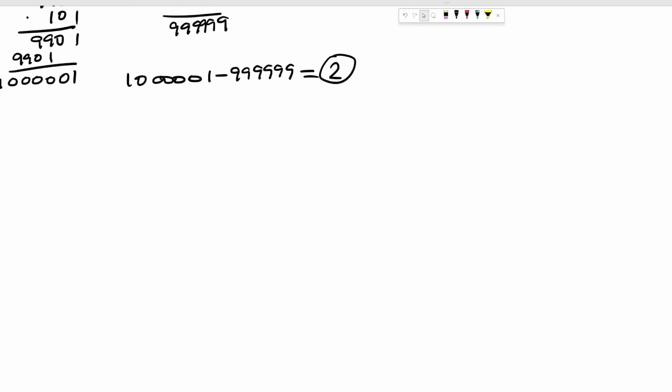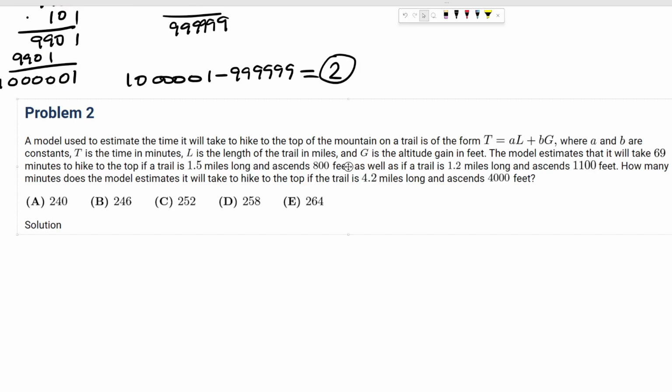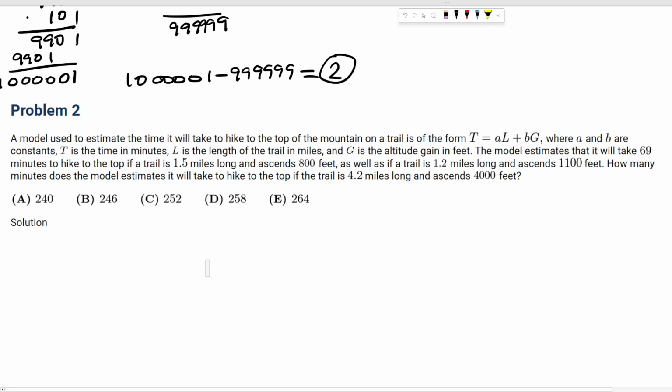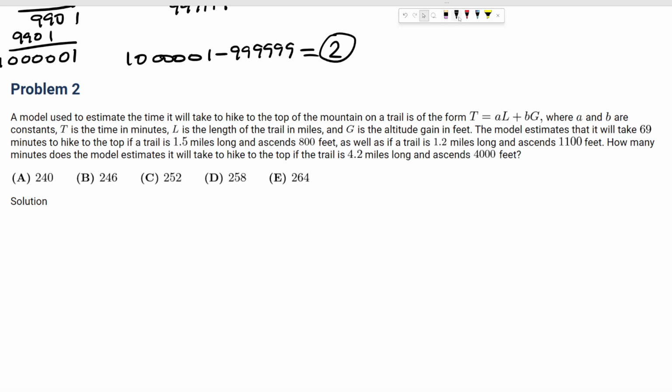Let us go down. A model used to estimate the time it will take, and so on. So we have that the time is equal to t. A and B are what we're trying to find, basically. A and B are some numbers. L is the length of the trail, and G is the altitude gain. So it says it'll take 69 minutes if it's this much long and this high, and also if it's this much long and this high.